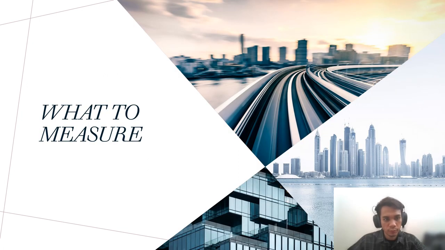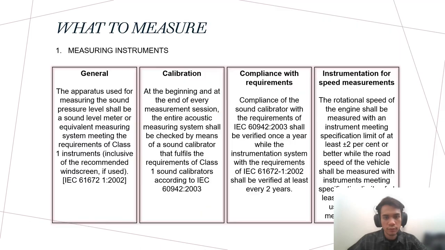So next we jump to the what to measure. The first one is the measuring instruments. For the general, the apparatus used for measuring the sound pressure level shall be a sound level meter or equivalent measuring system meeting the requirement of class 1 instruments, inclusive of the recommended windscreen if used.